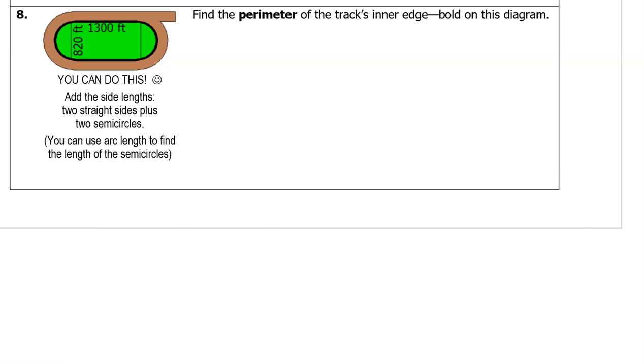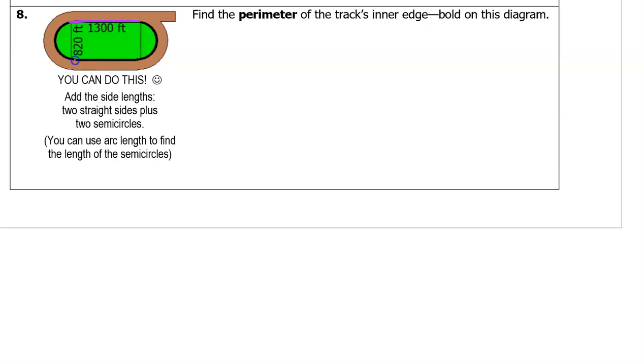All right, let's do one more problem. Skipping to problem number 8, we're going to find the perimeter of the track's inner edge, shown here in bold. So we just need to find basically the length of this bold oval. Well, we already know most of this length is really given to us, because the length of this straight line, which I'm highlighting in purple, we are told that is 1,300 feet.